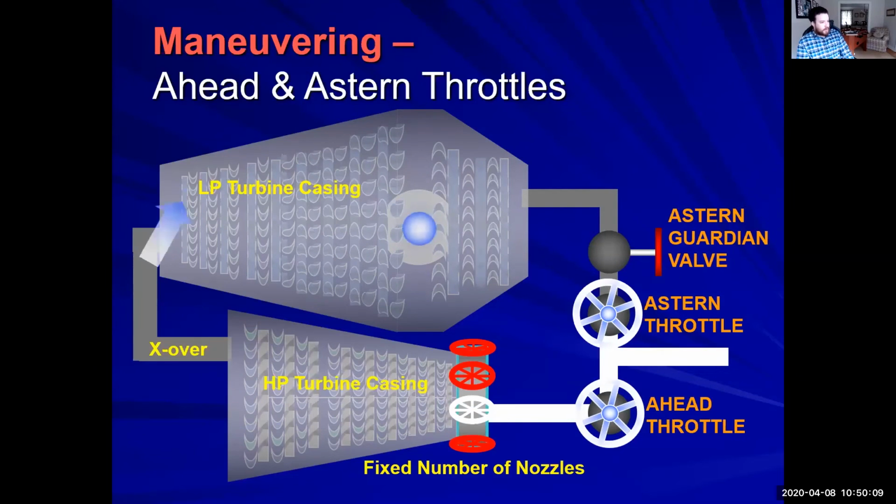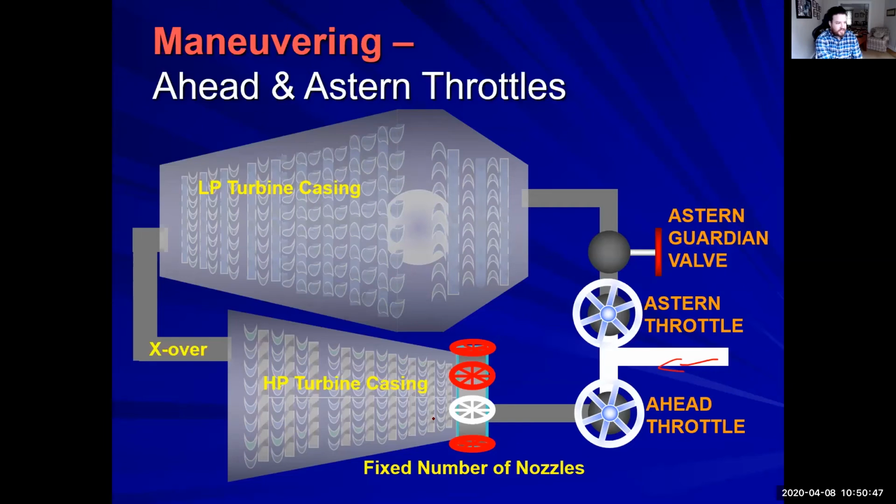The ahead lets a particular amount of steam go through from our boilers. We open it up, we get an increase of speed and more steam is going through. We use more steam, we need more steam to be produced. So we close that ahead throttle. Now let's talk about the astern.